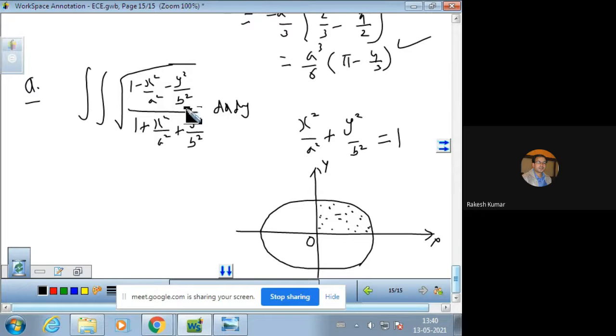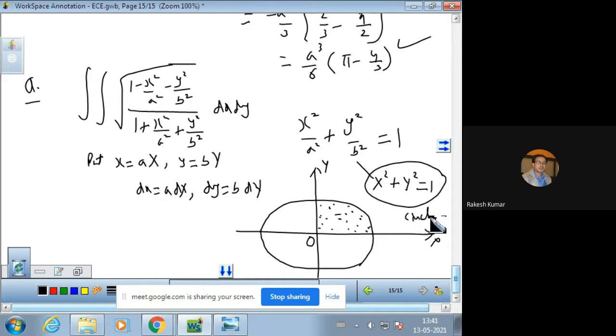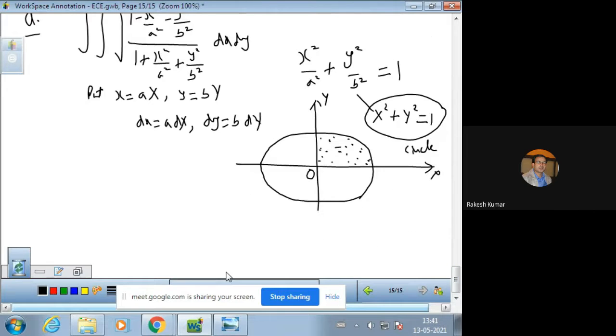And just to make it simpler, you can substitute: put small x is equal to a capital X, small y is equal to b capital Y. And your dx will be a dX, dy will be b dY. And this ellipse can be reduced by putting small x is equal to this. You will have capital X square plus capital Y square is equal to 1. Now the ellipse becomes a circle in the capital X and capital Y variables, just to make the integral simpler.